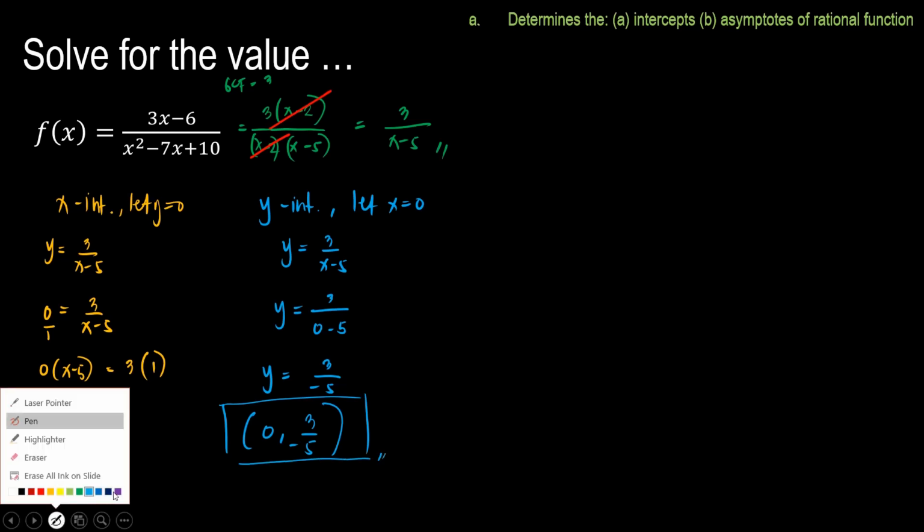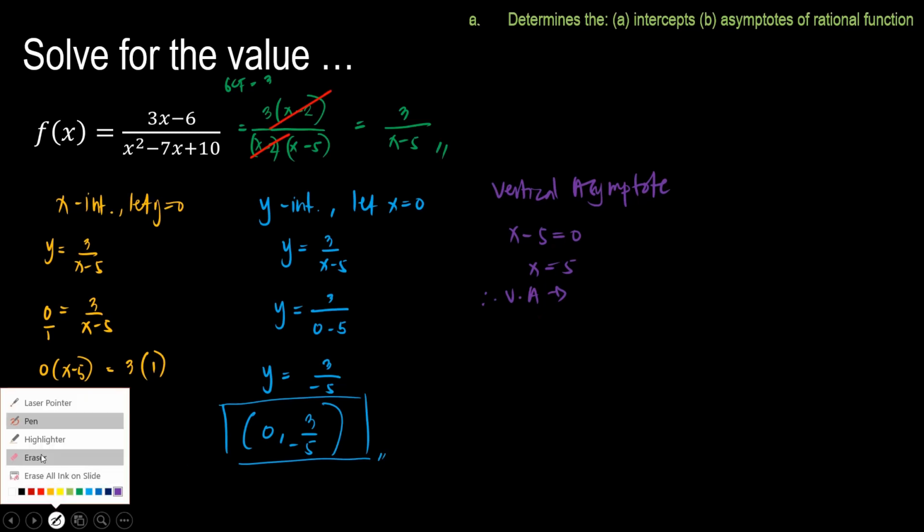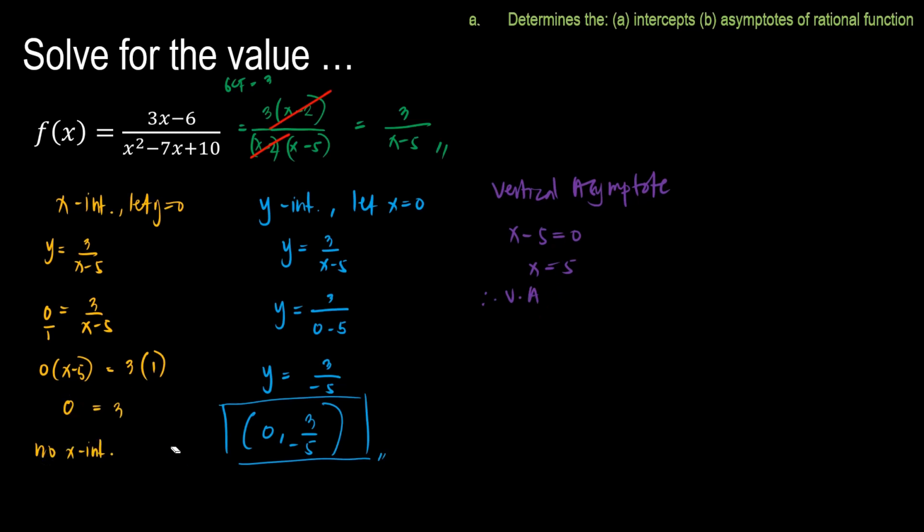Okay, next. Let's get the vertical asymptote. Since our denominator is x minus 5 equated into 0, so x is equal to 5. Therefore, our vertical asymptote is x is equal to 5.